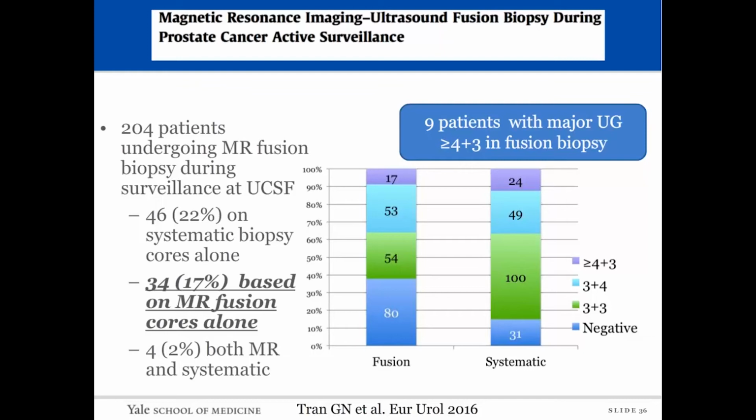So I think this was fairly compelling evidence to us. There is an additional yield at detecting high-grade disease, and not just small incremental changes, but about 5% of patients who had a major upgrade, detection of Gleason pattern 4+3 or higher.